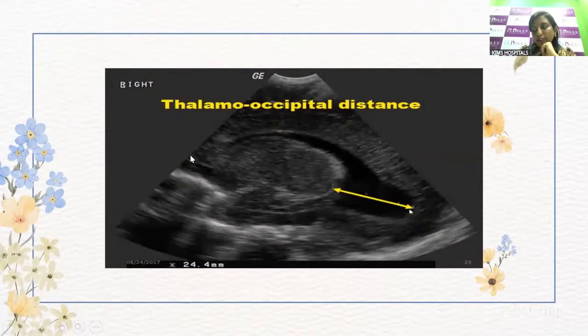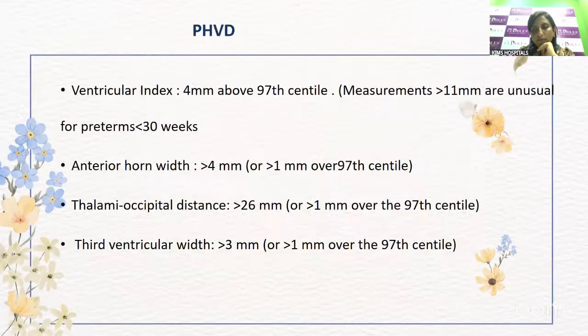So what is measured here? And again, what are the normal cutoffs? So here we are measuring the thalamo-occipital distance. So this is taken in the sagittal views, right and left sagittal views. So we are going to take distance between the thalamus posterior end and the anterior end of the occiput. So anything above 26 mm is abnormal or 1 mm above the 97th centile is again taken as abnormal.